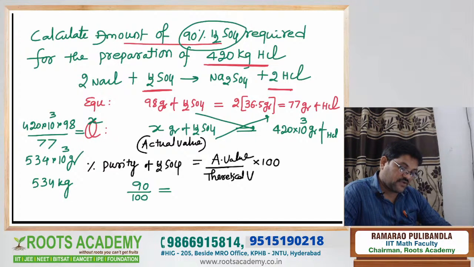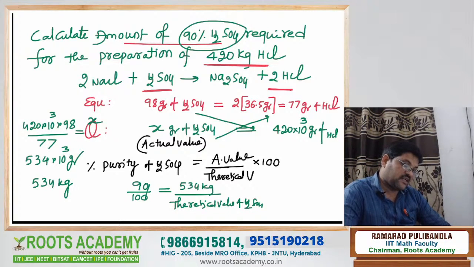Therefore, the actual value is 534 kg. And what do you want? The theoretical value. Theoretical value of H2SO4, and this cancels 0.9. Therefore, theoretical value of H2SO4, what am I asking now? Therefore, theoretical value of the H2SO4 is equal to, how much did you get?